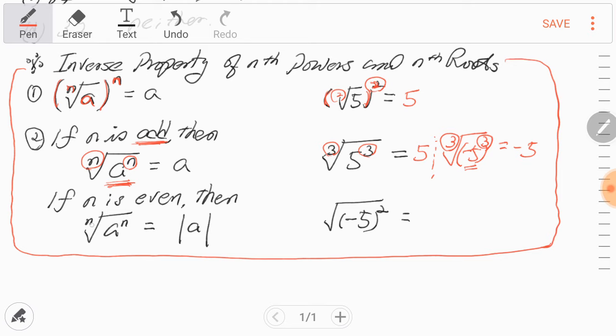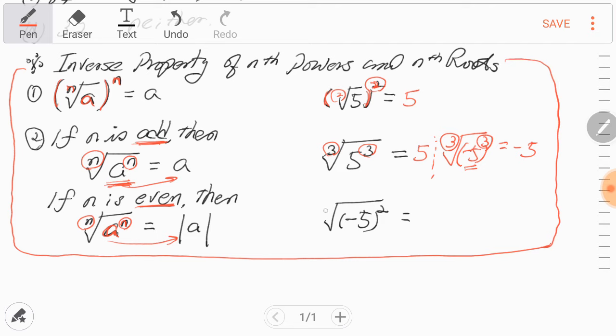Okay, what about when the index is now even? The index is even, and the exponent of the radicand is the same as the index. Then you can take this a out, just like that, but it has to be positive. Make it positive. Why? Because once you raise this number a to an even power, multiplying a by itself an even number of times, it becomes positive. So the result is positive.